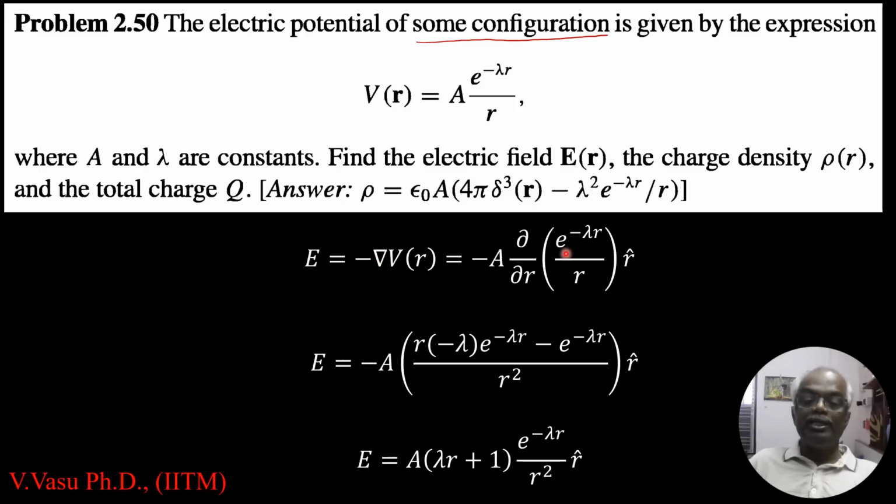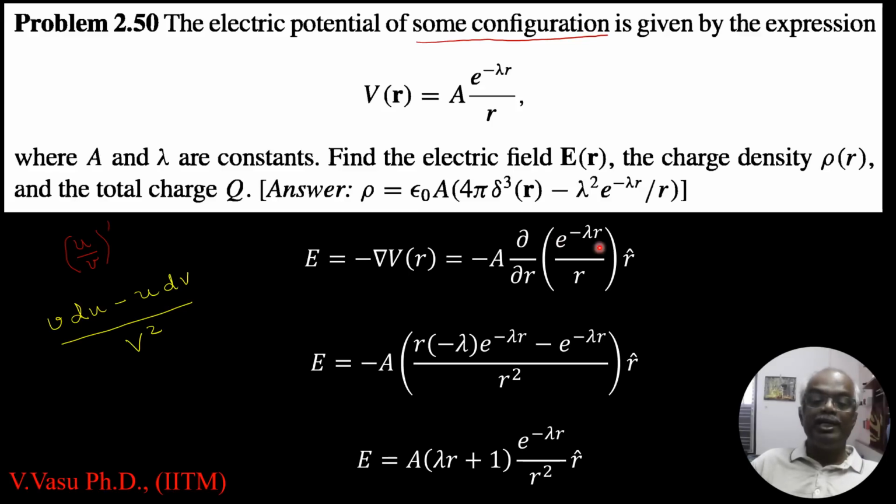Then this is a u by v differentiation. If you differentiate u by v, the derivative is, I have used prime, I will use a different color, v du minus u dv divided by v squared. So here u is this exponential term and v is the denominator r.